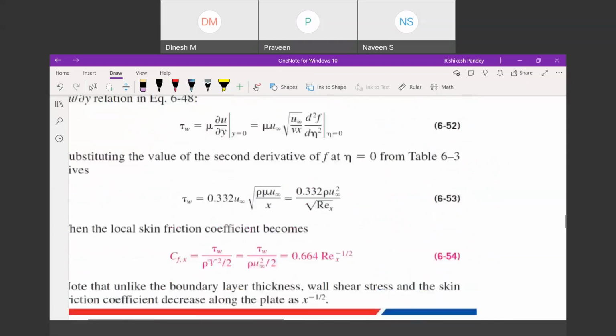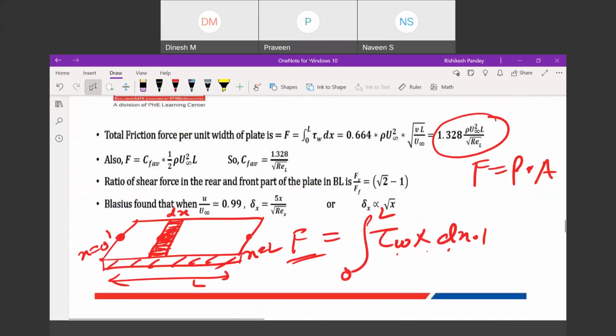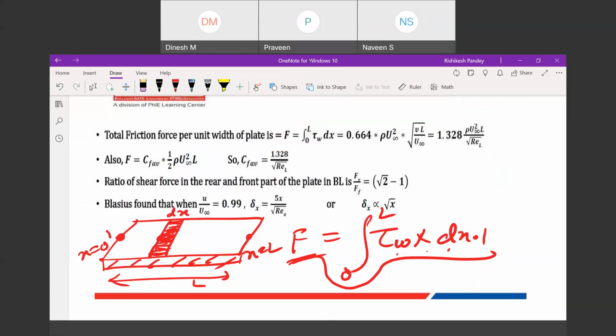One more thing is there; this we'll see in the next slide. So force over a flat plate, this is how you can calculate. Just check in the book also the equation for the total friction force per unit width on a flat plate. You can check this particular factor. It may be either 0.664 or 1.328. Just check this once, but I think it is this only. Or you can integrate this and you will get the result.